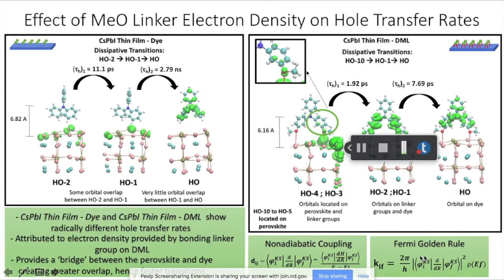I should probably mention that our rate law from our Fermi golden rule, and its rates are strictly proportional to the overlap of the orbitals. So we want small overlap, small rate; big overlap, big rates, or fast rates.